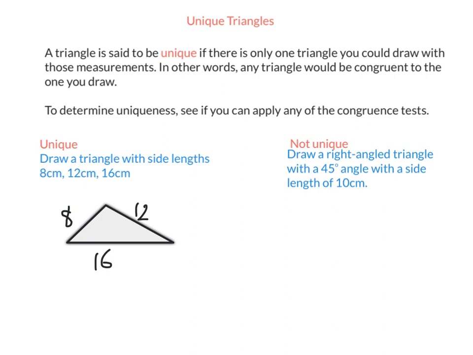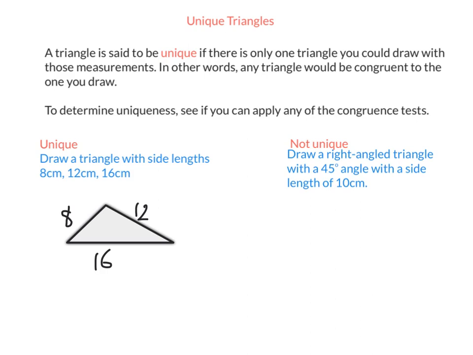And when I say you can't draw another, you can't draw one that's not congruent to these. You can't draw a different triangle. Remember, congruent triangles are the same triangle. You cannot draw another triangle with these side lengths that is not congruent to this one. So if I ask you to draw a right-angled triangle with an angle 45 degrees, a side length of 10, it's actually not unique. You can draw more than one triangle with these measurements where the two triangles aren't congruent. I can actually draw two non-congruent triangles with these measurements.